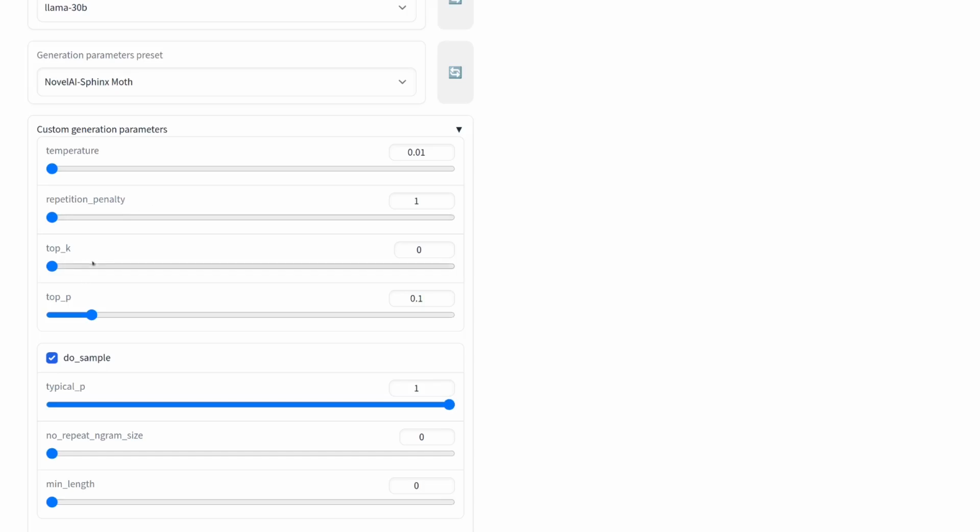So if you set the top K to maybe 25, first of all, it's going to start by only looking at the top 25 tokens. Then if you set the top P to 0.4, of those 25 tokens, it's going to pick the smallest set of those 25 that have a cumulative probability that exceeds 0.4.